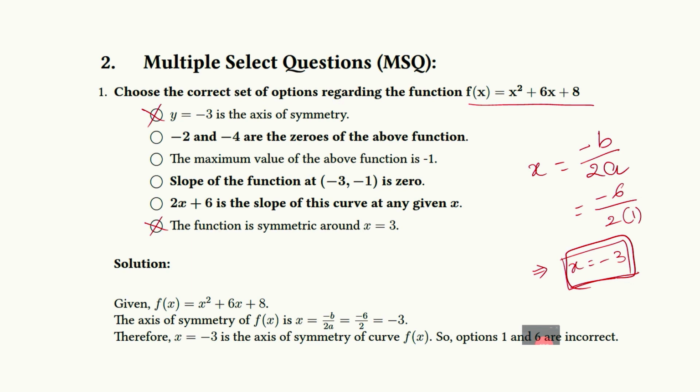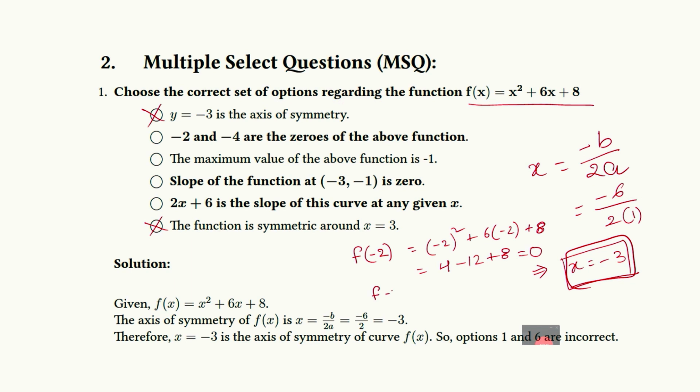Now, let's get to the second option. Minus 2 and minus 4 are the zeros of the above function. So, in order to check whether those are zeros or not, we just substitute it. F of minus 2, we will get minus 2 square plus 6 times minus 2 plus 8, which gives us 4 minus 12 plus 8. If you simplify this, it gives us 0.